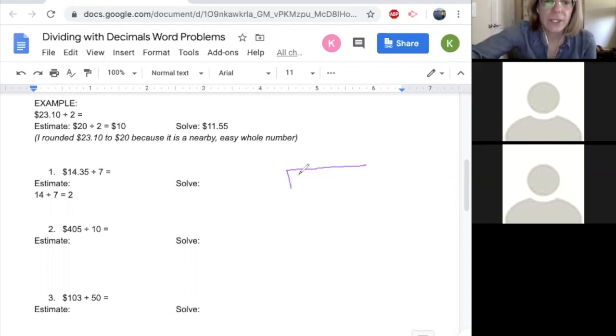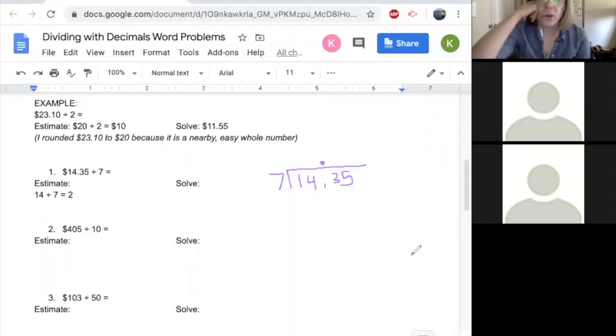So we're doing $14.35 divided by 7. All right, now when we divide with a decimal, we're actually just going to go ahead and put the decimal right up here in the same spot where it was. And then we're going to do our long division as normal. So how many times does 7 go into 1? Doesn't go. So we need to go to the next number over, which is the 4. How many times does 7 go into 14?